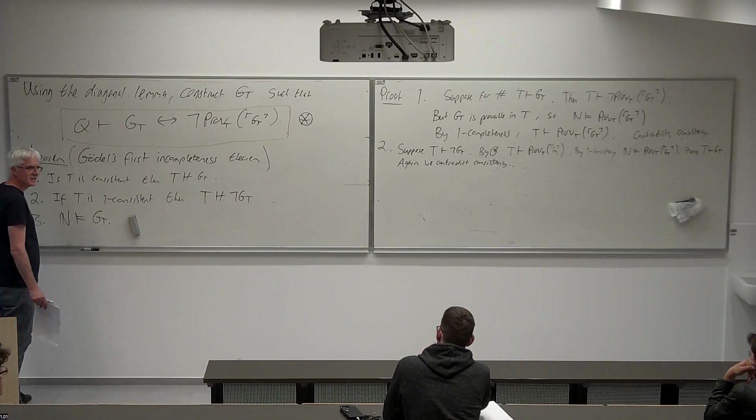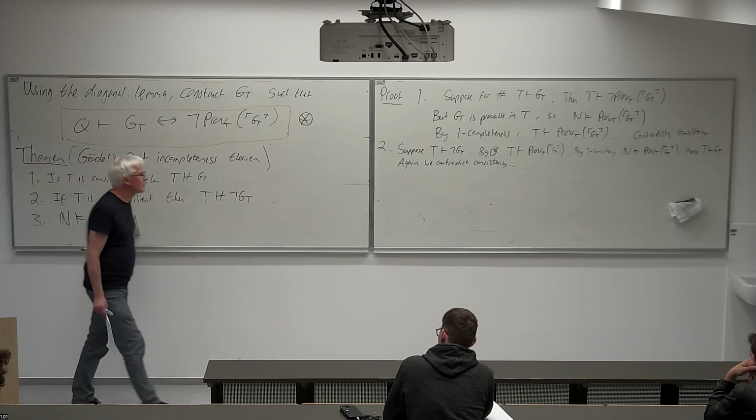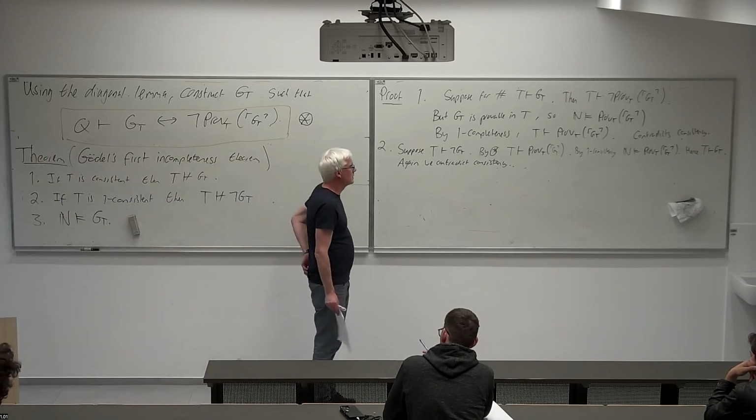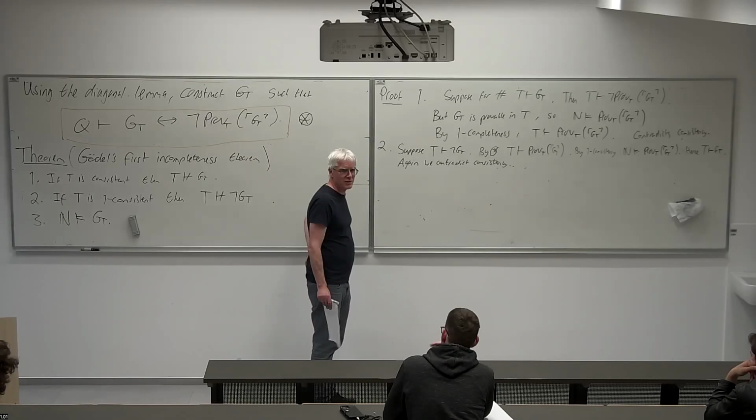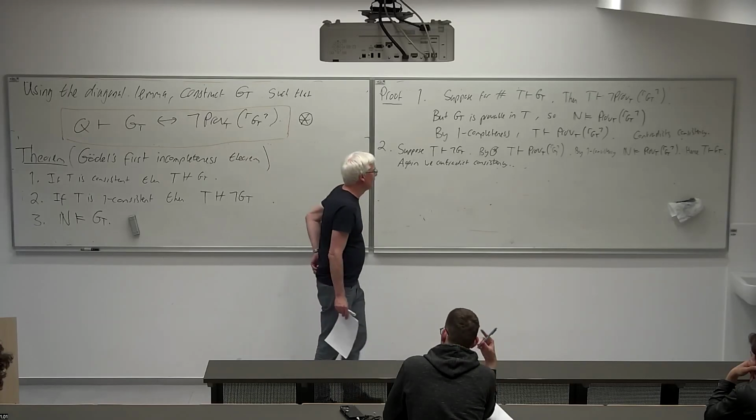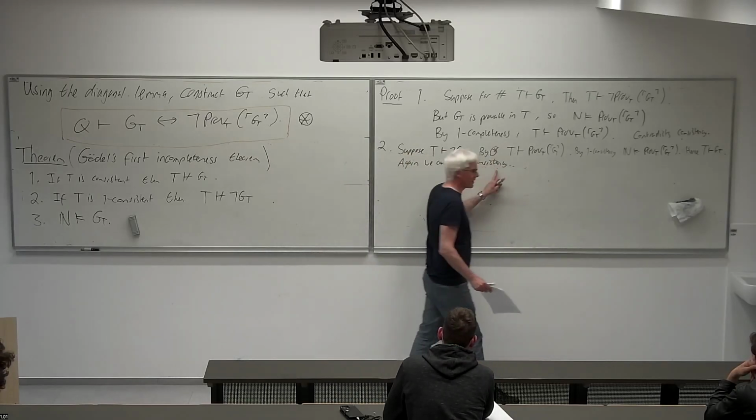Excuse me, I have two questions. Here you said that we contradict consistency, but we only assume 1-consistency. Yeah, but 1-consistency is a stronger assumption than consistency, always. We've used both 1-consistency and consistency.